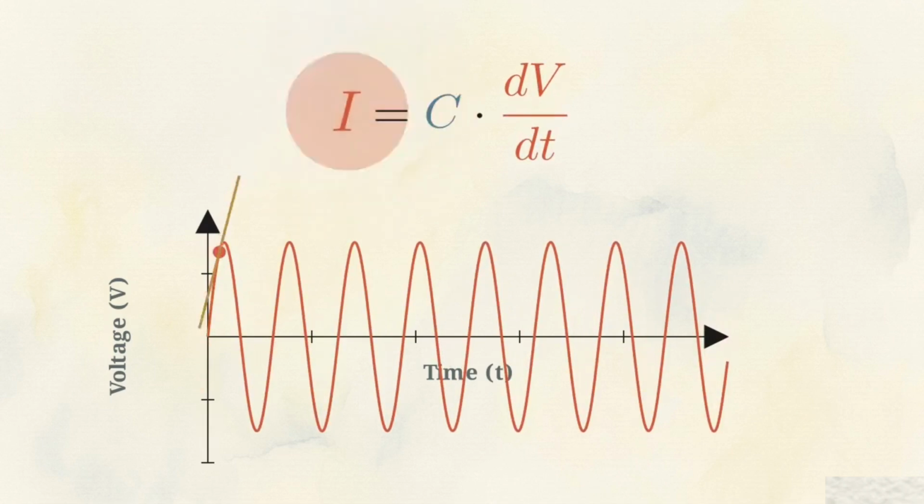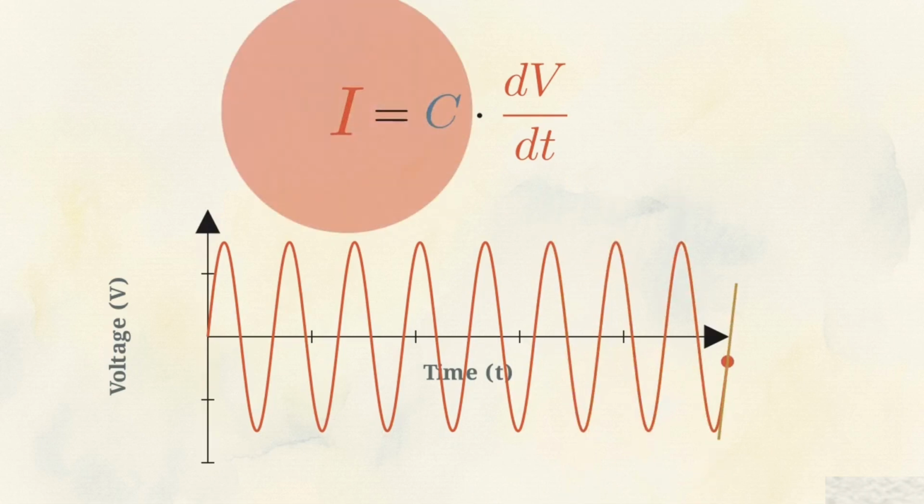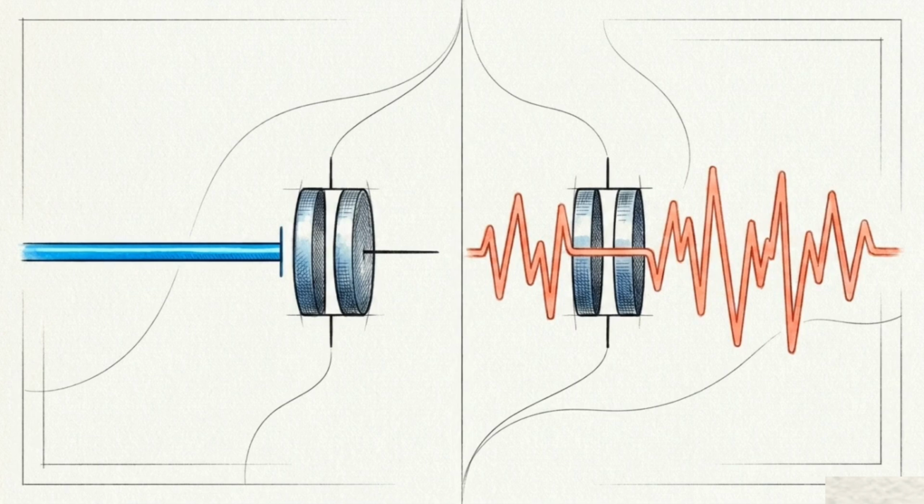However, if the voltage rises or falls rapidly, as it does with high-frequency signals, the steep rate of change induces a significant current to flow through the component. This creates a predictable behavior for circuit designers. Capacitors isolate steady DC power while providing a low-impedance path for rapid AC noise.